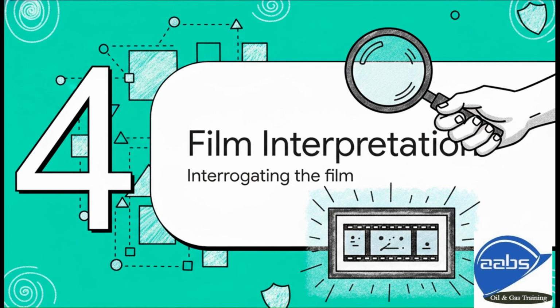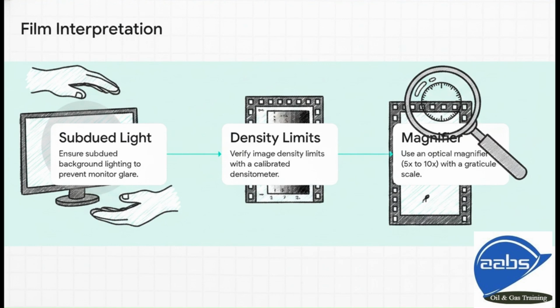Which brings us to Section 4, Film Interpretation Tutorial. This is the main event. You might think interpretation is mostly just having a good set of eyes, but nope. Your environment is just as strictly regulated as the exposure itself. You literally have to follow these instructions exactly. First, make sure you have subdued background lighting. Glare on the monitor will completely wash out subtle indications. Second, use a calibrated densitometer to mathematically verify you hit those 1.8 to 4.0 density limits we talked about earlier. And third, you have to use an optical magnifier, typically 5x to 10x magnification, equipped with a graticule scale so you can accurately measure the size of a defect right there on the radiograph.